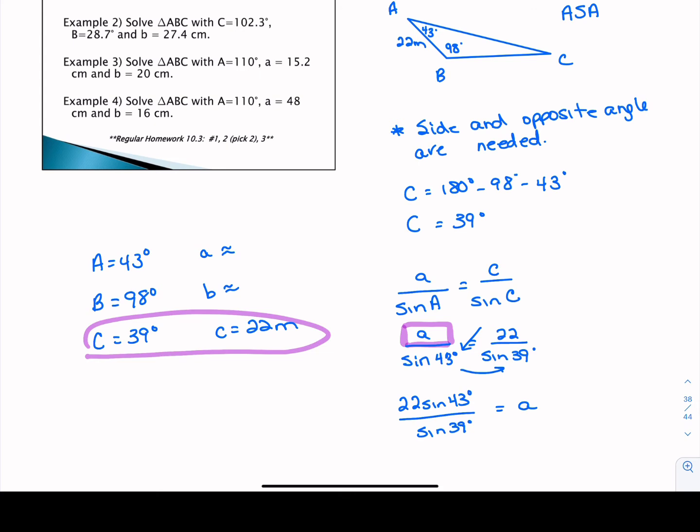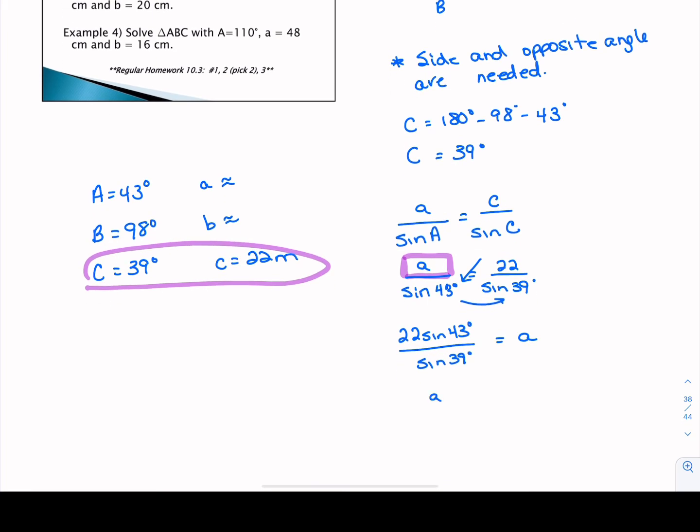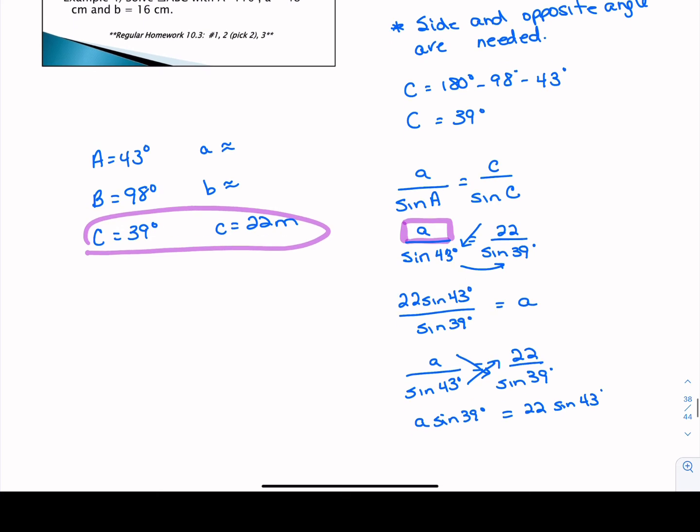Another technique that might be rolling around in your mind, if I reset this equation: if I have a over the sine of 43 degrees, and I know that that's equivalent to 22, all divided by the sine of 39 degrees, we can use cross products and say those two terms, so a times the sine of 39 degrees, would be equivalent to the sine of 43 times 22. So we could go 22 times sine 43. Always be mindful that the angle is held separate from the side length, so you're going to have to be mindful of brackets here moving forward.